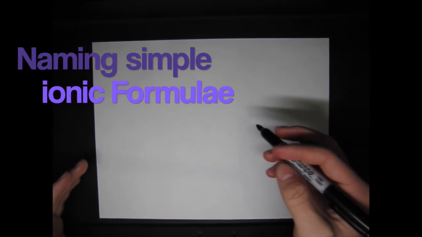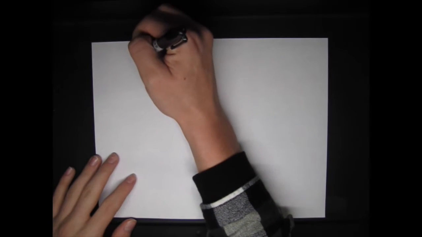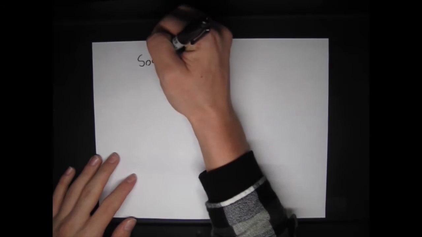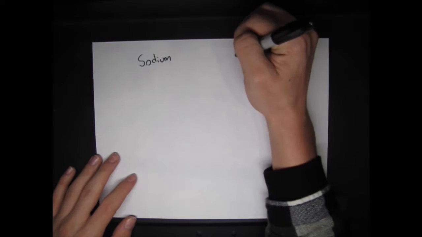Now I will be showing you how to name your simple ionic formula. Naming is a lot simpler than writing because we don't actually have to write the charges unless it is a multivalent metal. So we'll take our metal and our nonmetal. So this time, again, we will be using sodium and chlorine.